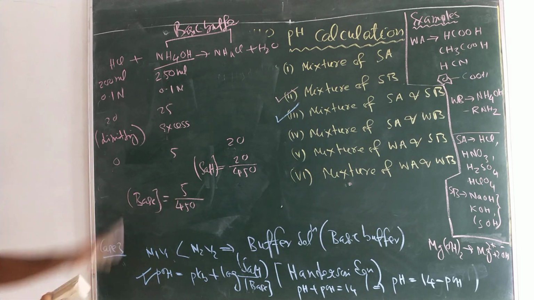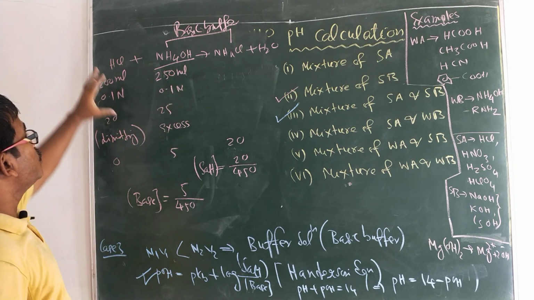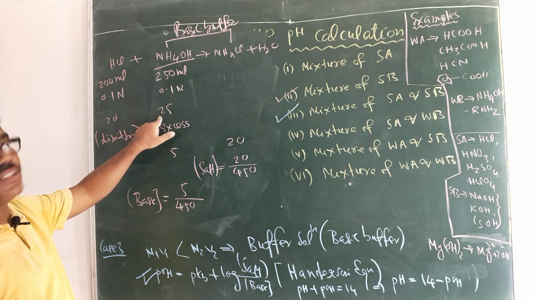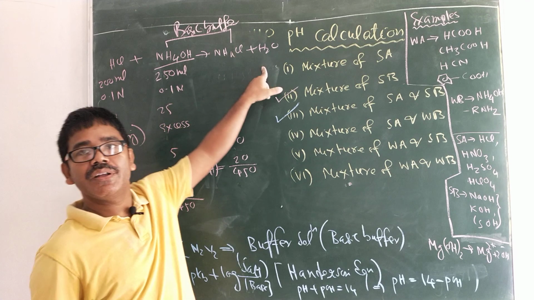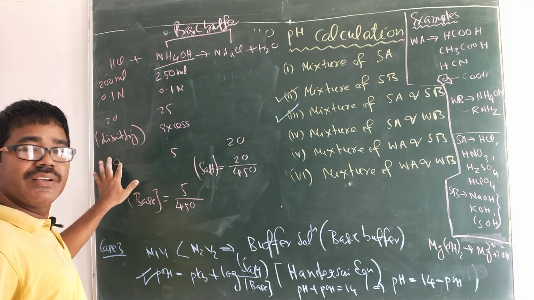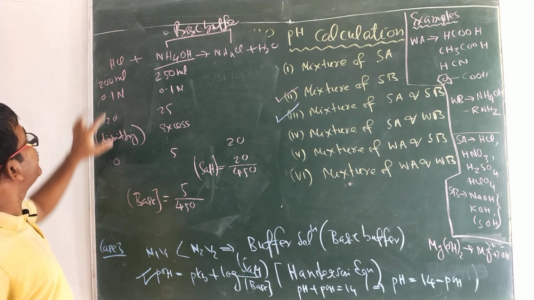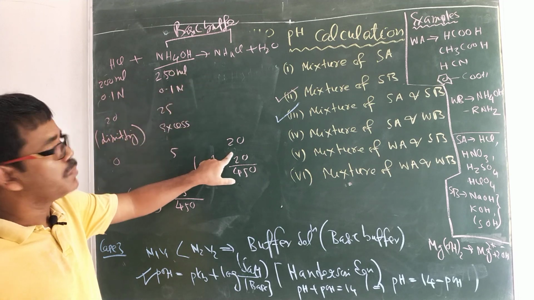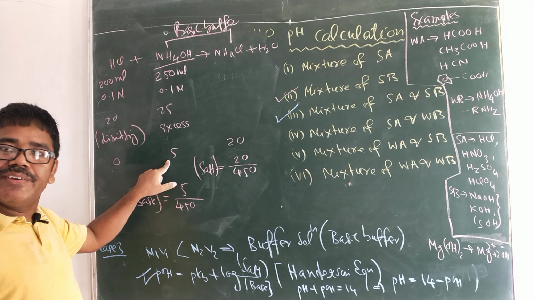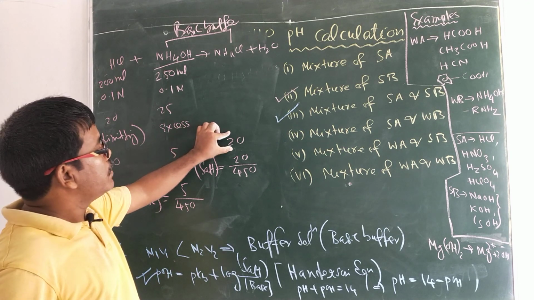That means first you need to calculate the milliequivalent of the acid and the milliequivalent of the base. You need to identify which one is the limiting reagent and which is the excess reagent. Then they will react with each other and form salt plus water. Milliequivalent of the salt is the same as the milliequivalent of the limiting reagent. After reaction, the limiting reagent becomes 0. Therefore, this 20 milliequivalent is converted to 20 milliequivalent of the products. Here, this 20 will react with the 20, and 5 milliequivalent is left behind. That is the excess. And concentration is nothing but milliequivalent by the total volume.